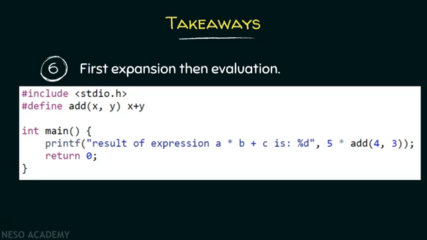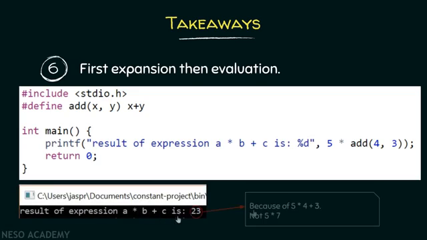Wrong. This is not done. 5 is not multiplied with the macro's value. First, the replacement is going to get done. First expansion, then evaluation. Here the expansion simply means that this macro is expanded to x plus y and it is getting replaced over here, which is nothing but 5 into 4 plus 3. And then the whole expression is evaluated. According to the BODMAS rule, we know that 5 into 4 is evaluated first, which gives us 20, and then we add 3 to it, which gives us 23. Now the answer is not 35, the answer is 23.